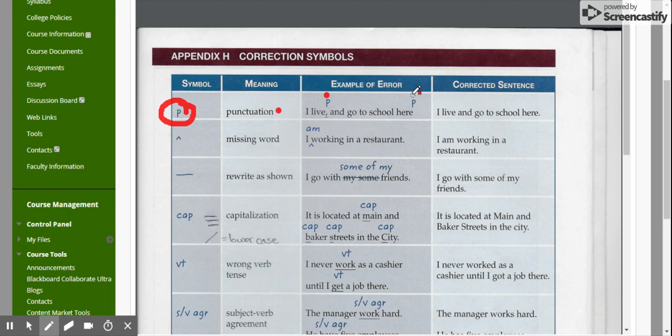Over here, the P means there's no punctuation. You can see there's no period, comma, exclamation point, question mark. There's nothing. So it means here there is a problem with punctuation. The punctuation's missing. And then over here you see the corrected sentence. After looking at these symbols, the sentence was rewritten to be I live and go to school here. So the comma was taken away from here and a period was added here. All right, and that's true of a lot of these symbols, okay?